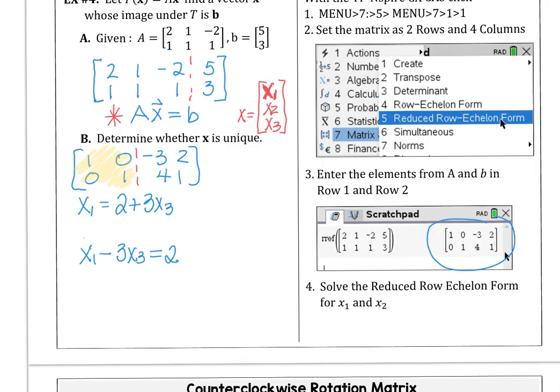And then looking at the second column, this is x1, this is x2, this is x3, and that's our B. So x2 plus 4x3 has to equal 1, which means our x sub 2 is going to be 1 minus 4x sub 3. So we have that equation.